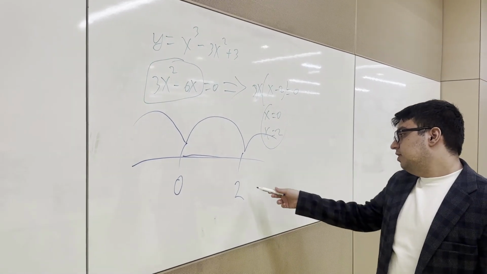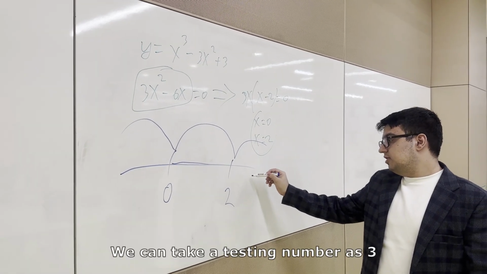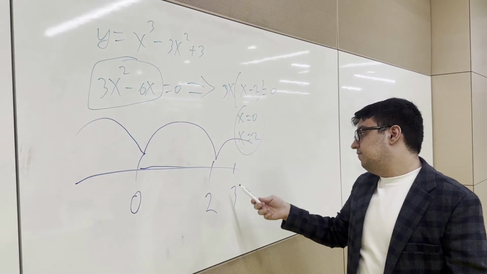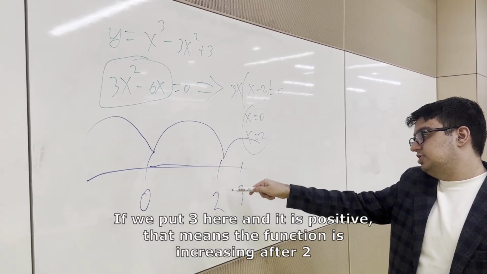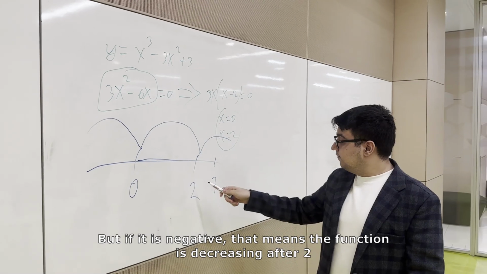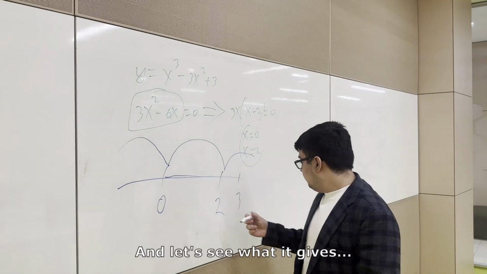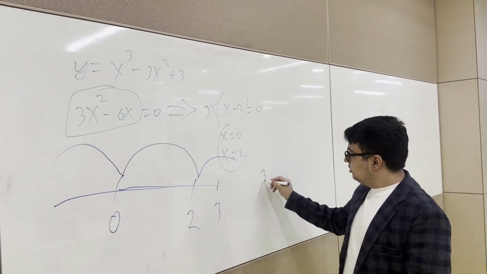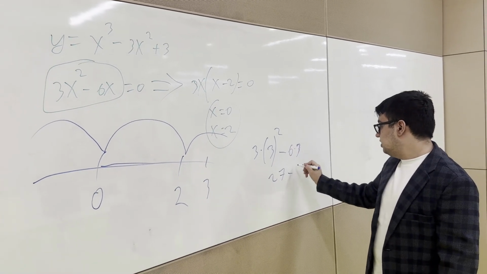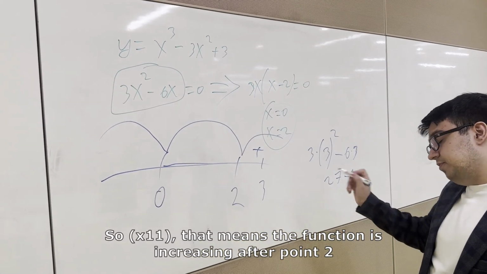So for example, since the 2 won't be included, we can take a testing number of 3 and insert it here to see if it's going to be positive or negative. If you put 3 here and it's positive, that means the function is increasing after 2. But if it's negative, that means the function is decreasing after 2. So let's put the 3 here and see what it gives. 3 times 3 squared minus 6 times 3 gives 27 minus 18. Again, it's a positive number. So that means the function is increasing after 2.